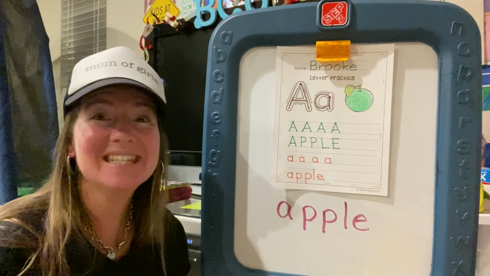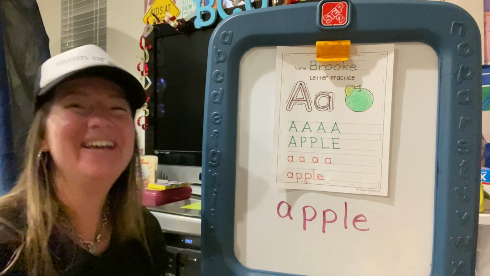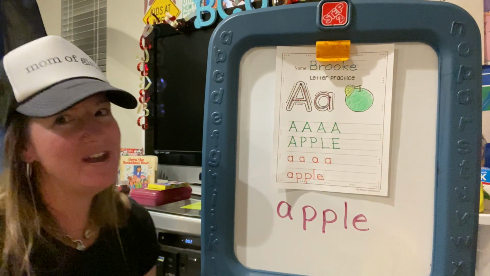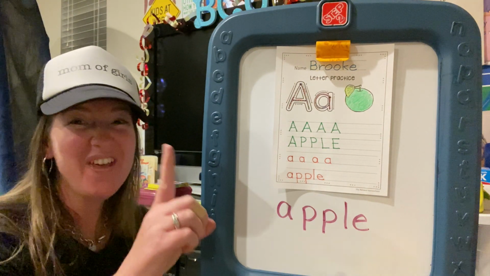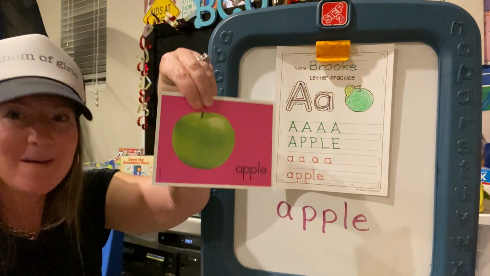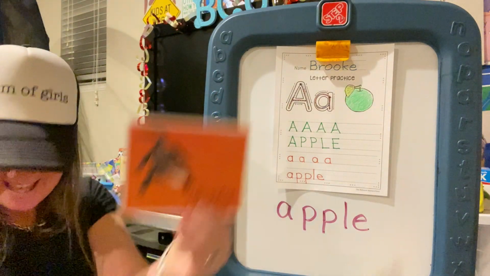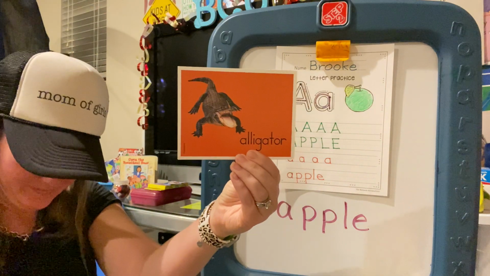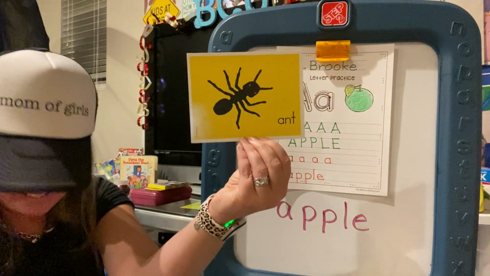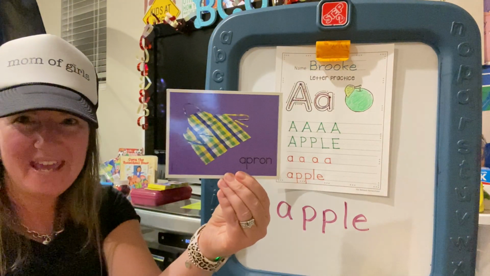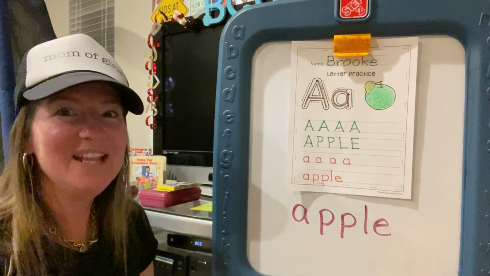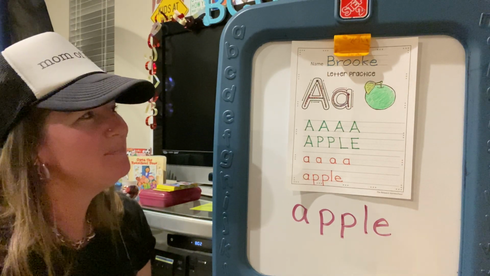And what sounds does the letter A make? Good. A or A. Fantastic. And what number in the alphabet is the letter A? The first letter. All right. Once again, we have apple, alligator, or alligator, right? Yeah. Ant and apron. Thank you so much, Pandas, for practicing and learning all about the letter A with me today.